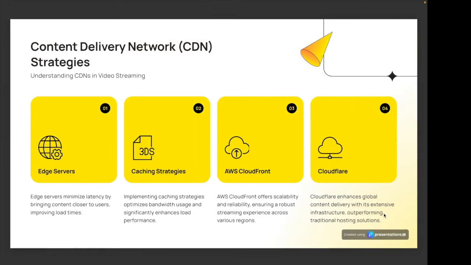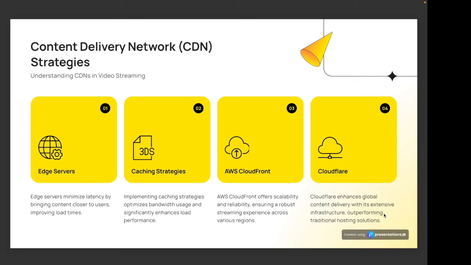Okay, for the content delivery network, which is also called CDN, we'll be using AWS CloudFront and Cloudflare. So why these? We use CDNs to reduce latency by caching content on edge servers closer to users. This significantly improves the streaming performance. Also, AWS CloudFront is highly scalable and integrates well with other AWS services, while Cloudflare offers global reach and excellent DDoS protection. We'll explain DDoS later in the slides.